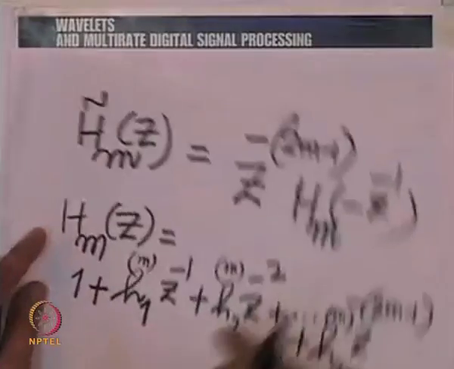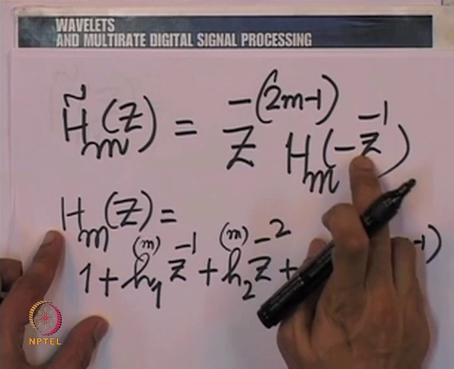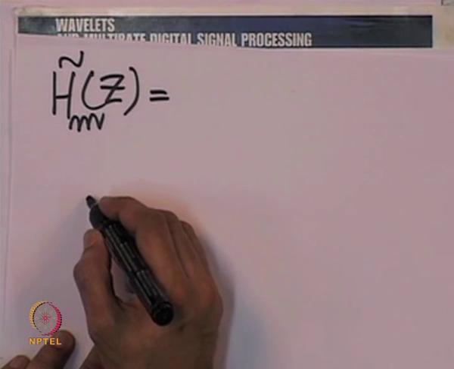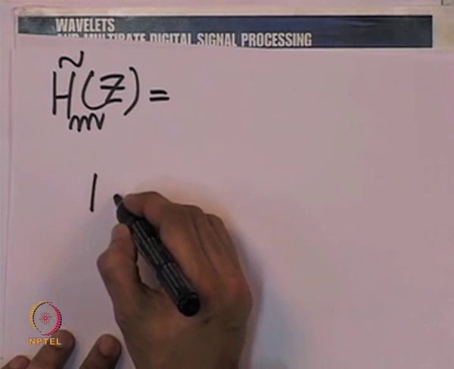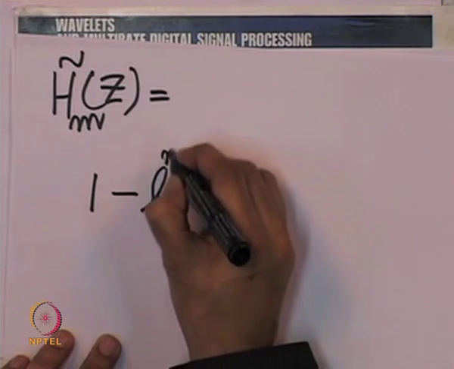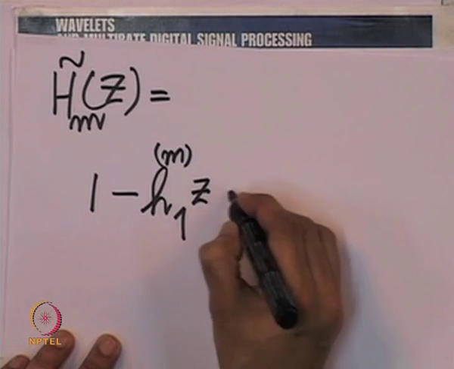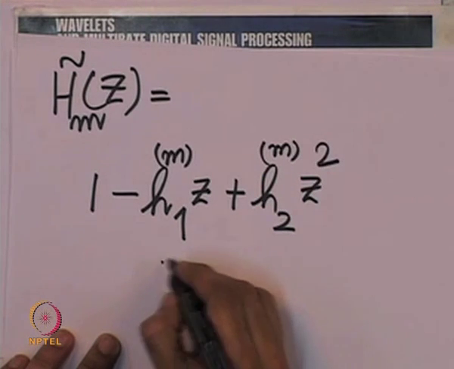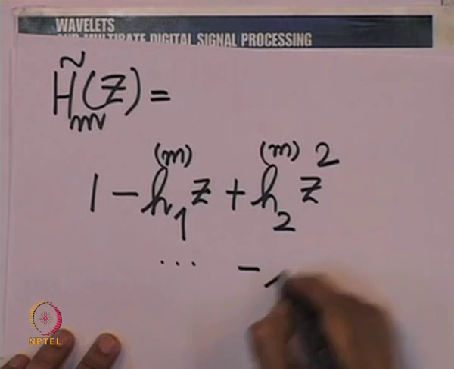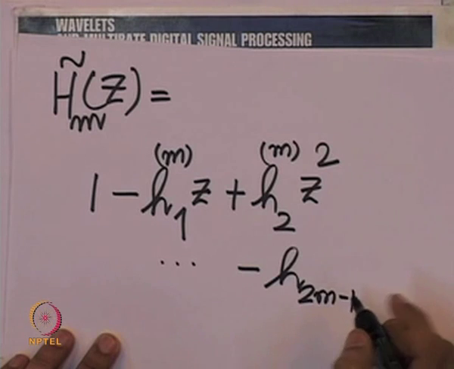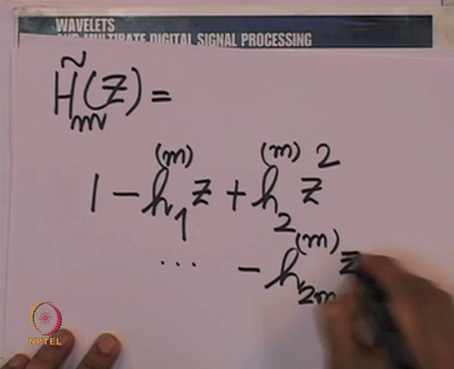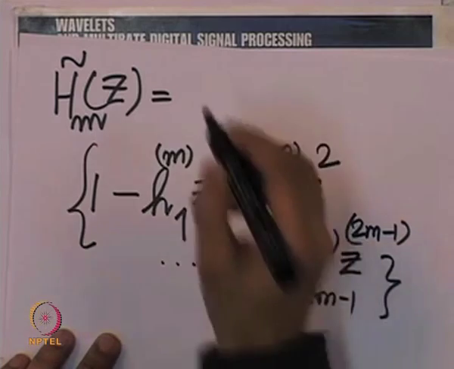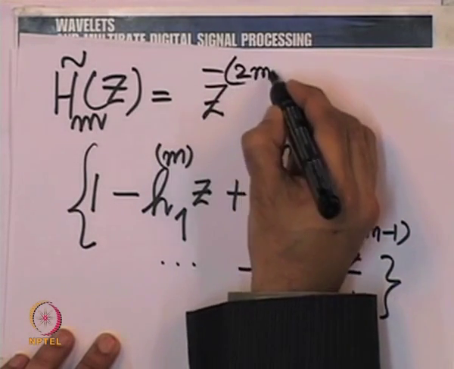h m tilde z is first going to have z replaced by minus z inverse here. So, to do that, we have 1 minus h 1 m z plus h 2 m z squared and so on until we come to minus h 2 m minus 1 m z raised to the power 2 m minus 1. And this whole thing is then multiplied by z raised to the power minus 2 m minus 1.